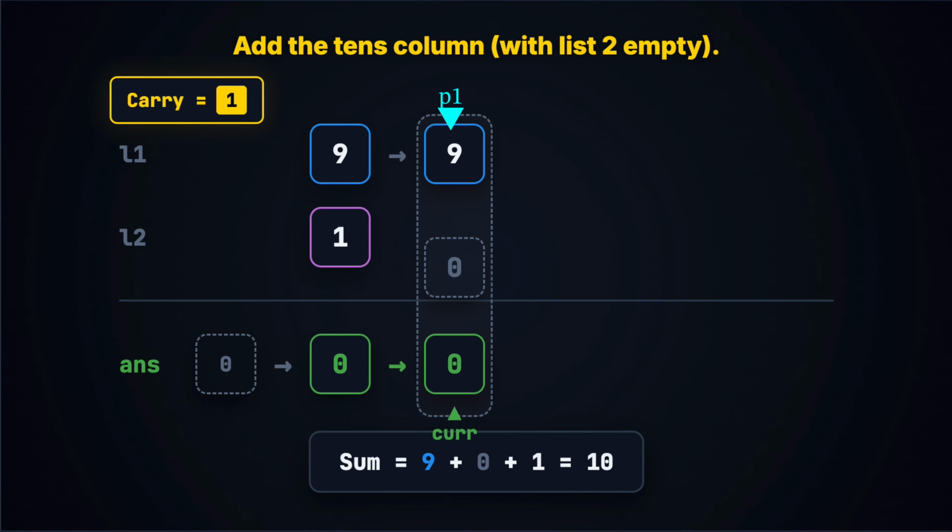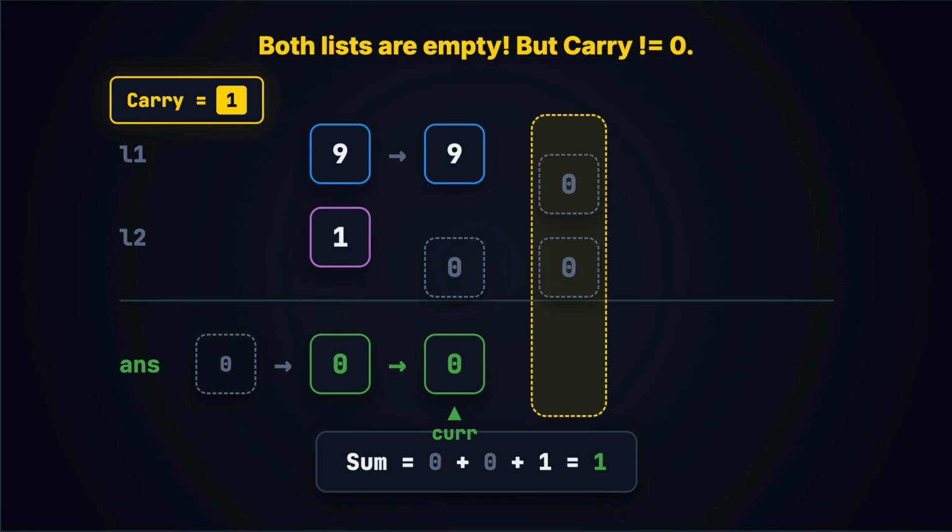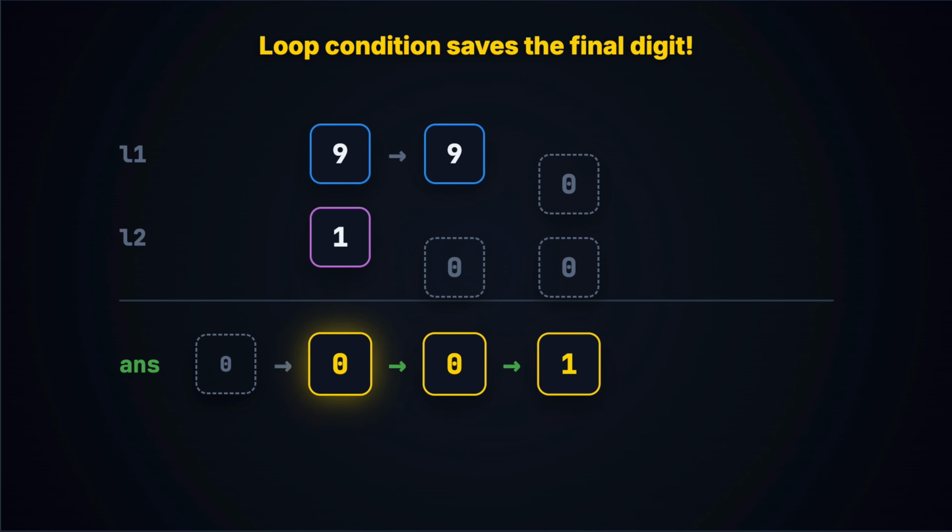9 plus 0 plus our carry of 1 is 10, place a 0, carry the 1. Now both input lists are completely empty. If our loop stops here, our answer is 0, 0. We completely lost the final digit. This is why our loop condition can't just check if the lists have nodes, but should also check if carry is non-zero. That simple condition ensures that leftover 1 spills over into a brand new node at the very end, giving us the correct answer of 100.